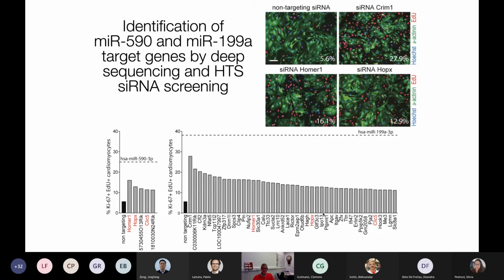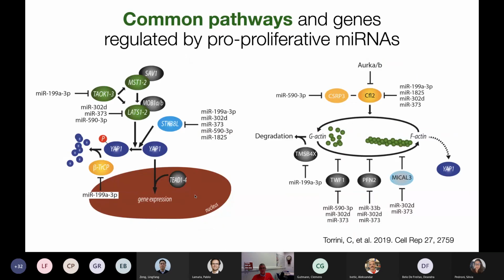So we have a functional proof that the activity of these microRNAs goes through the downregulation of some of these genes. So again, this is a functional way of approaching the problem. By the way, there were some of these that were particularly interesting because these are genes that target the cytoskeleton. And so we went on this story and found that there are some pathways that are common for these proliferative microRNAs. One of these pathways is a pathway by which there is an impact on the actin cytoskeleton.